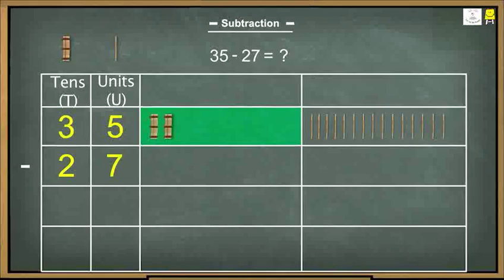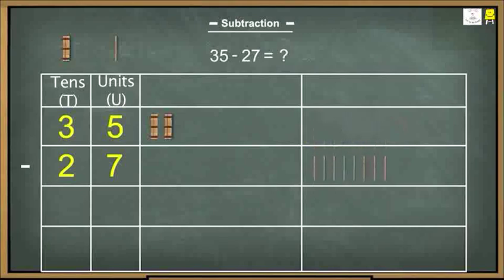And so, we have 1 less bundle in the tens column and 10 more sticks in the units column. So, how many units do we now have? We had 5 units. We added 10 more, and so we now have 15 units in the units column. From this, we need to subtract 7 units. Can we subtract 7 units from 15 units? Yes, of course we can. So, how many units are remaining? There are 8 remaining units.